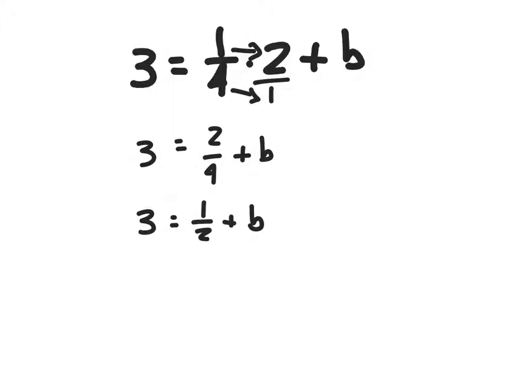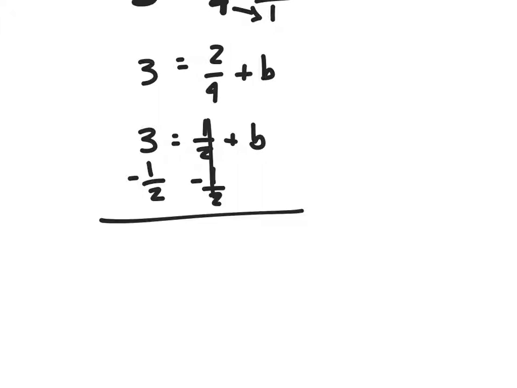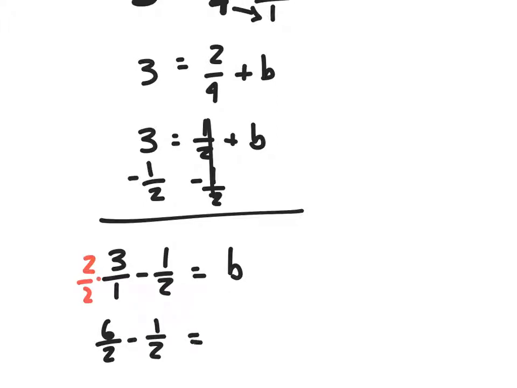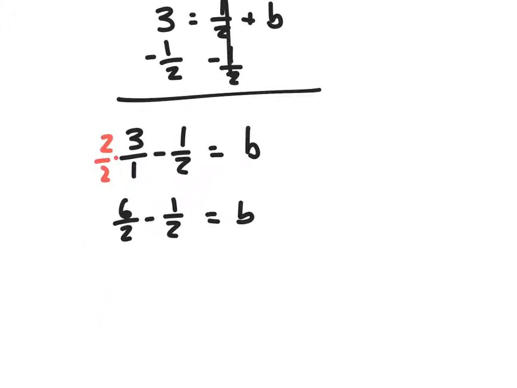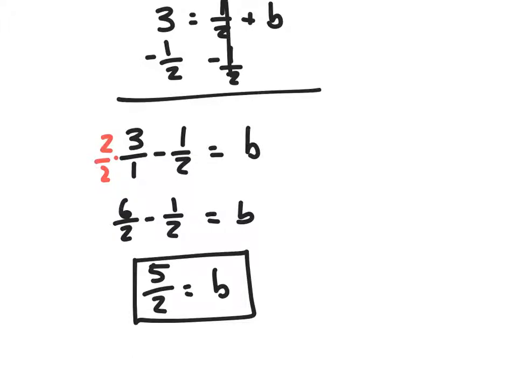Now I'm just solving this equation for b. So I'm going to subtract 1/2 from both sides, and the 1/2s cancel out. I have 3 minus 1/2, which is going to give me 3 over 1 minus 1/2 is equal to b. Let's get a common denominator of 2. So I'm going to get 6/2 minus 1/2, which is going to give me b, and that's going to give me 5/2.